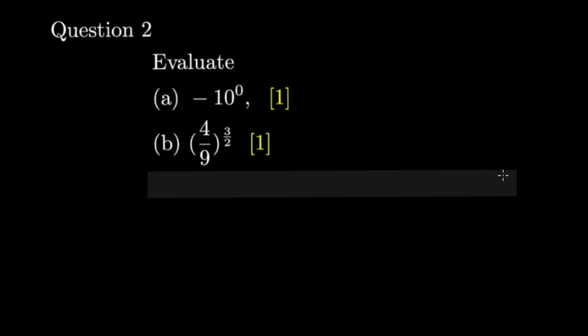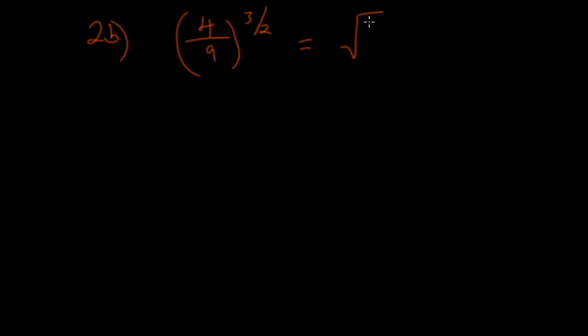So for this next question, the B part says 4 over 9 to the power 3 over 2. So the first thing that you do is to express this in square root power notation. In this notation, the numerator becomes the power, and the denominator becomes the root here.